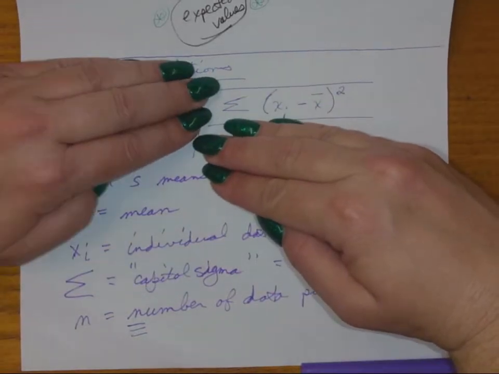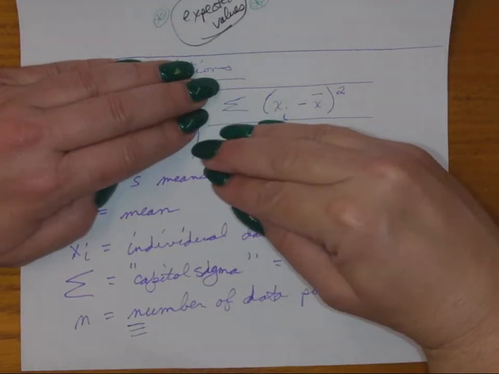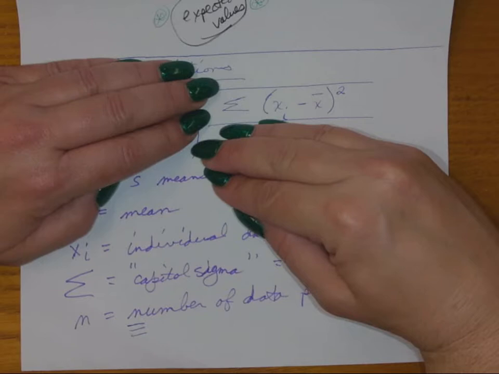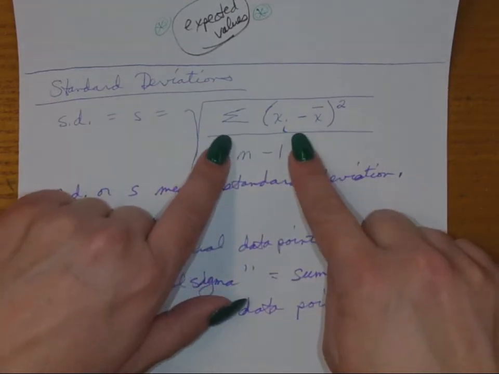Once you do that, then we do the sigma of all of that. The sigma said sum them all up. So subtract the mean, square it, for each data point. Once I've done that, add all of that up and see what you get. That is the top of the fraction.